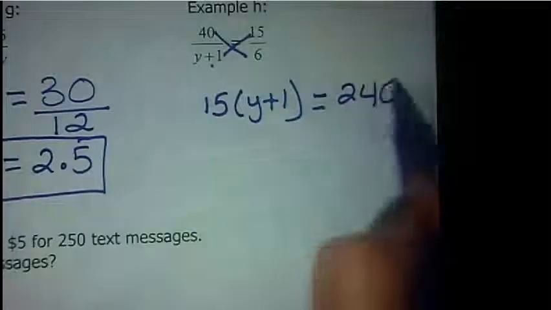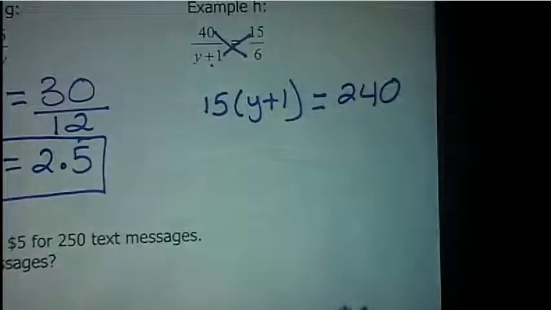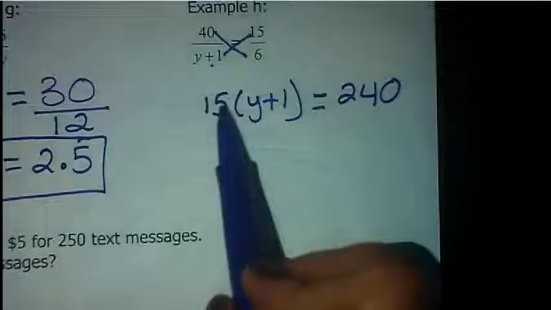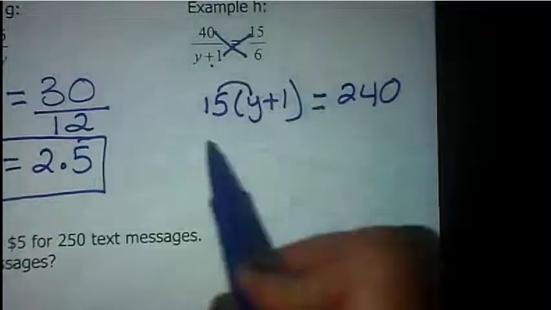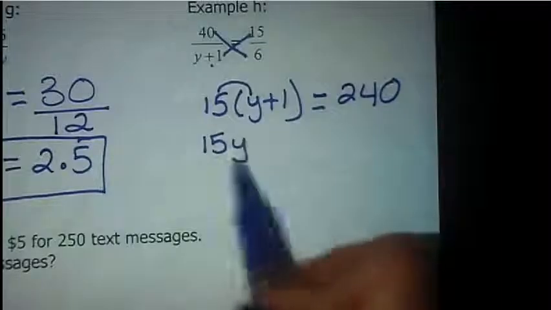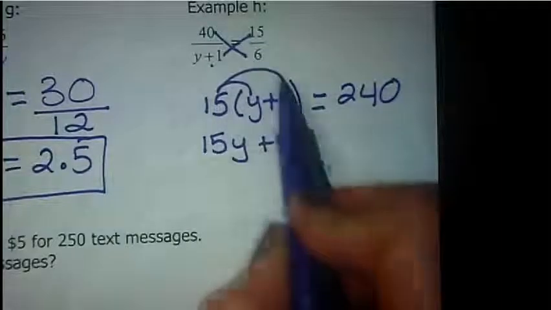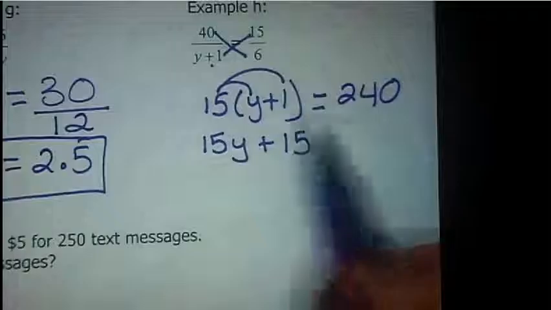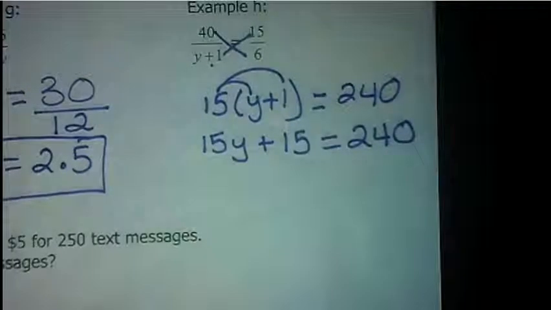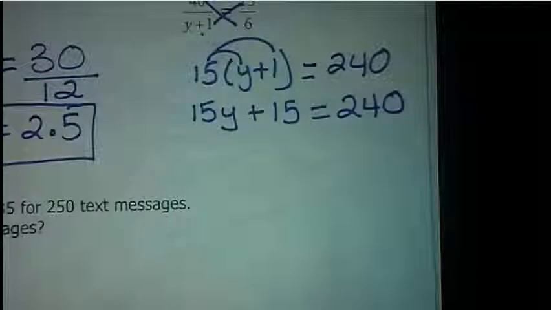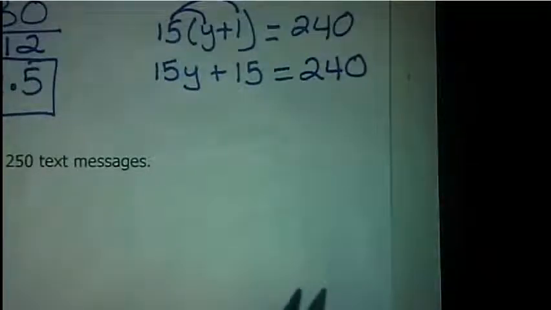Alright, do you remember how to get rid of these parentheses? I'm sure you do. We're going to take 15 and multiply it by everything that we have in parentheses. So 15 times y is 15y. 15 times 1 is 15. Now we're done with those parentheses. Equals 240.